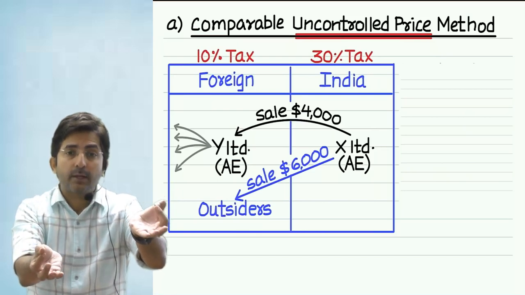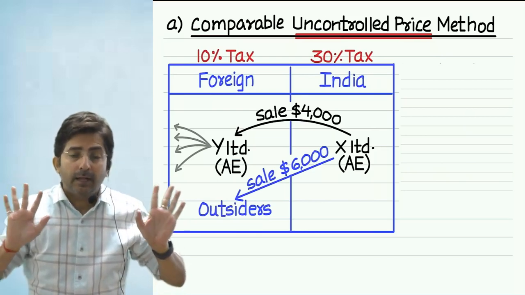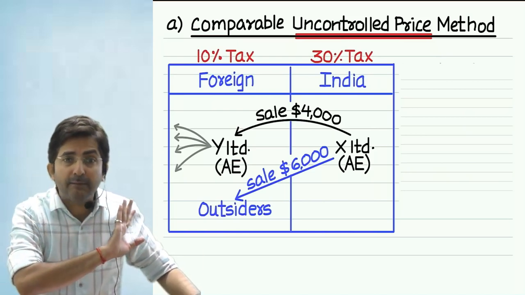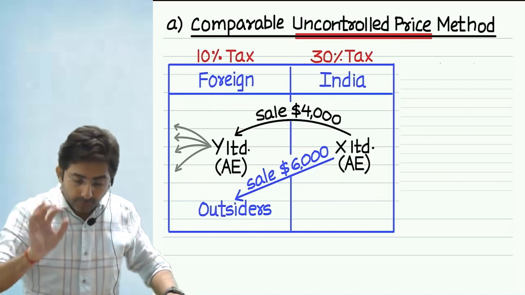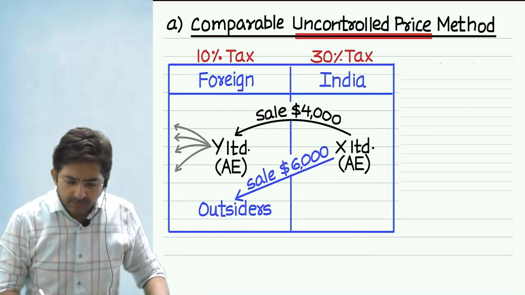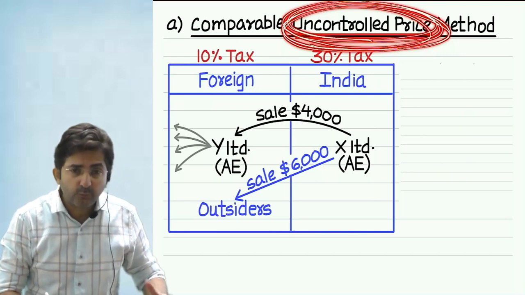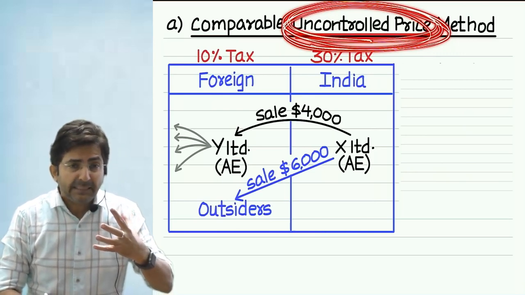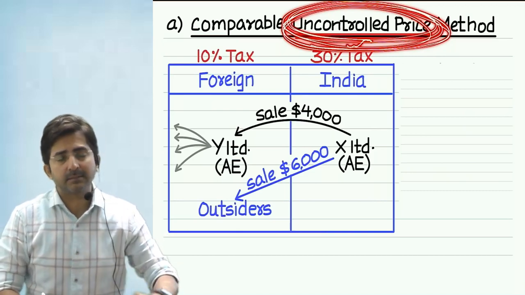And you know, students get confused here only. They do anything which they feel. Actually you are not having any choice to do whatever you want. What you need to do is feel the name of the method. Feel the name. Comparable uncontrolled price method. Feel the words. It means you have to adjust the uncontrolled price.